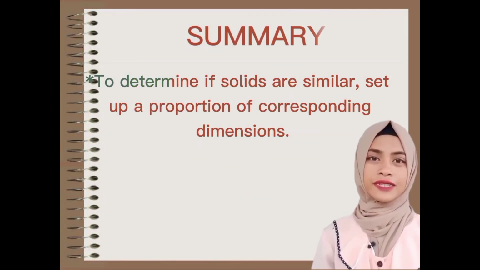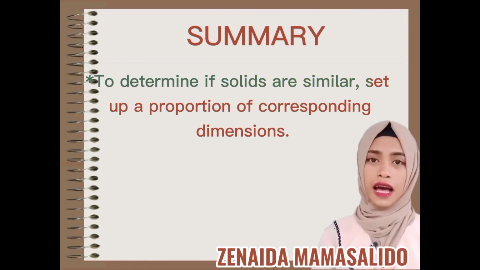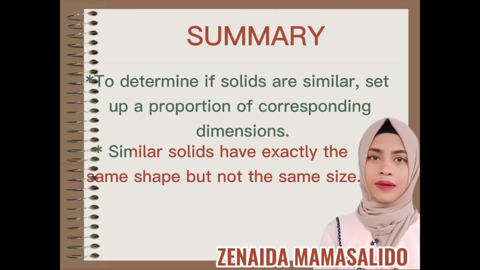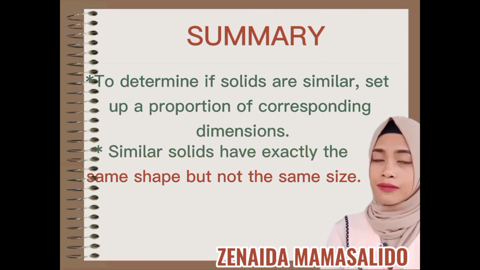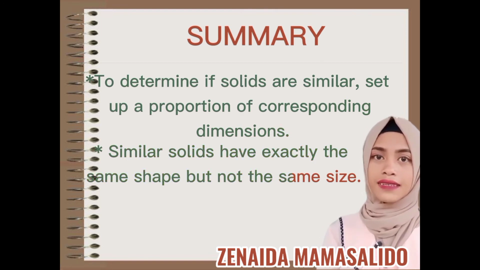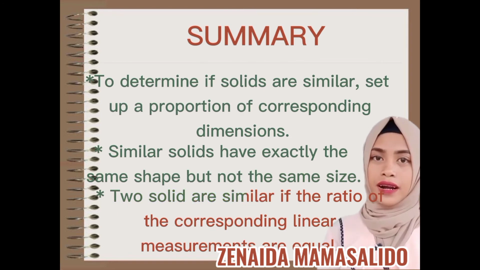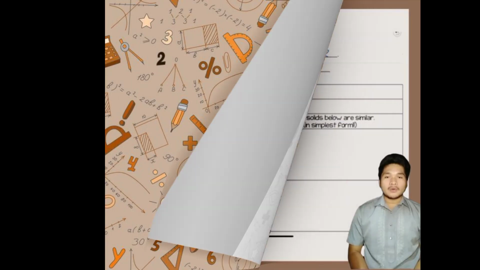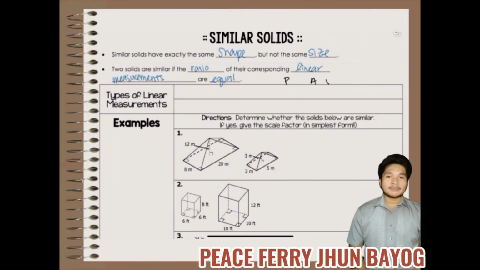To determine if solids are similar, set up a proportion of corresponding dimensions. Similar solids have exactly the same shape but not the same size. Two solids are similar if the ratios of the corresponding linear measurements are equal. So, what are linear measurements? Linear measurements are anything that are still in that one category.